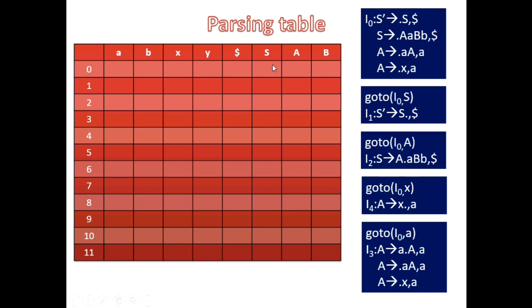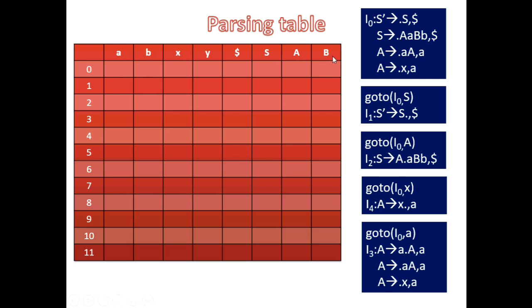Now first, we will write all the canonical item sets spanning from item set 0 to I11 in the rows, and in columns we first write all the terminal symbols in the grammar: small a, small b, x, y, and dollar. And next we will write all the non-terminals. The non-terminals are S, A, and B.